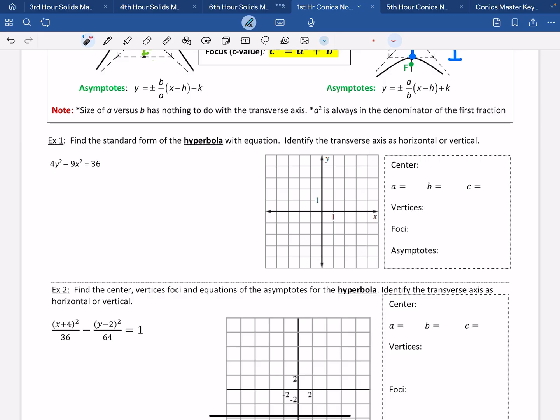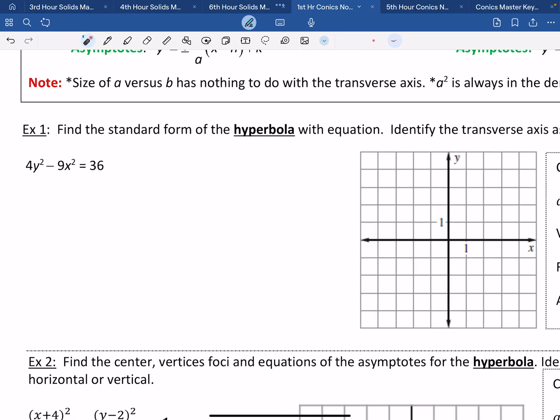All right, here we go. Let's try this again. Divide everything by 36. Simplify your fractions. Identify your major axis. So I'm going to start by dividing by 36. Hopefully, you guys are way ahead of me. Hurry up, get caught up.